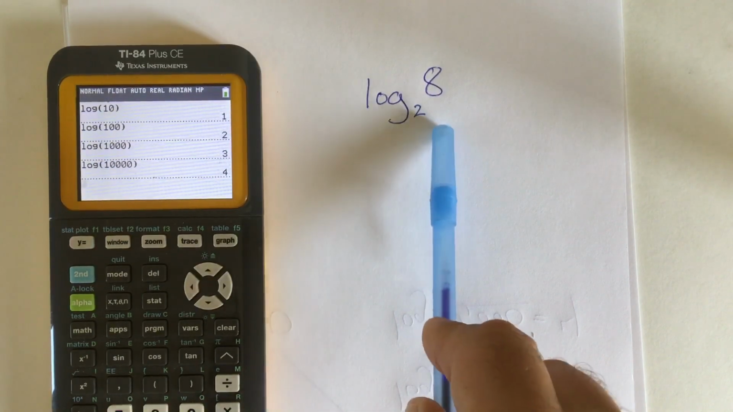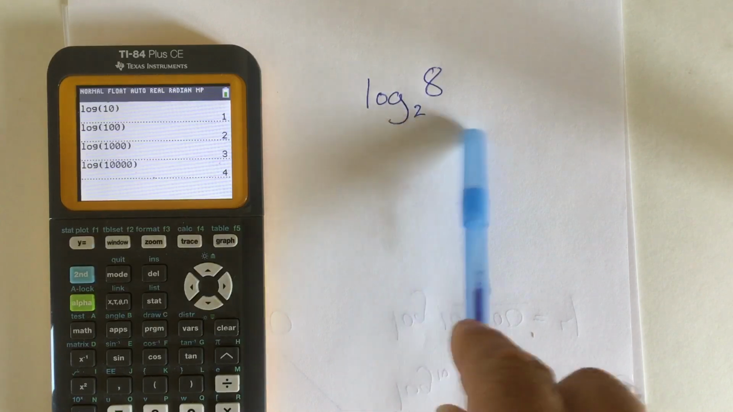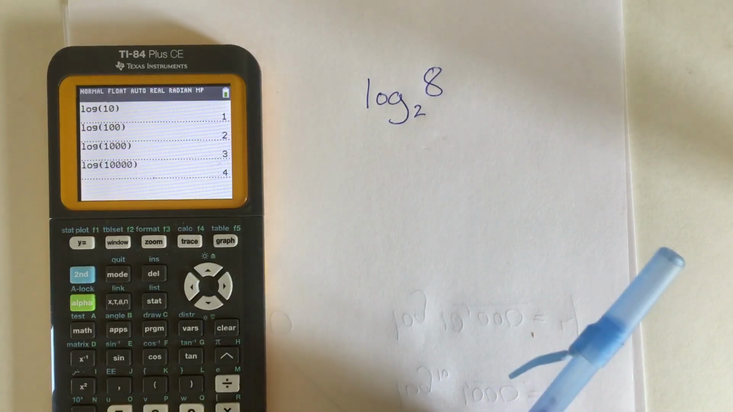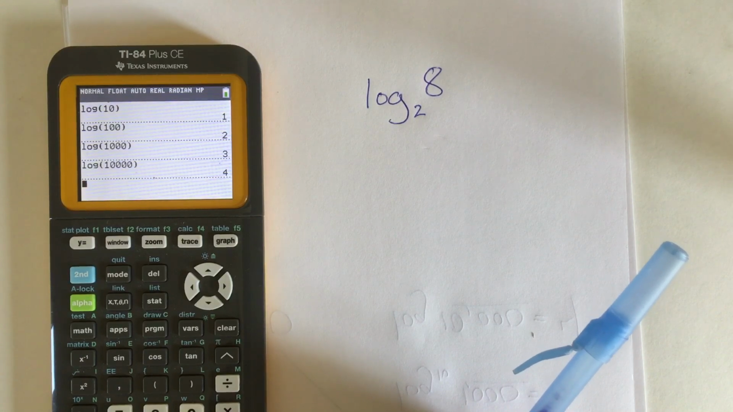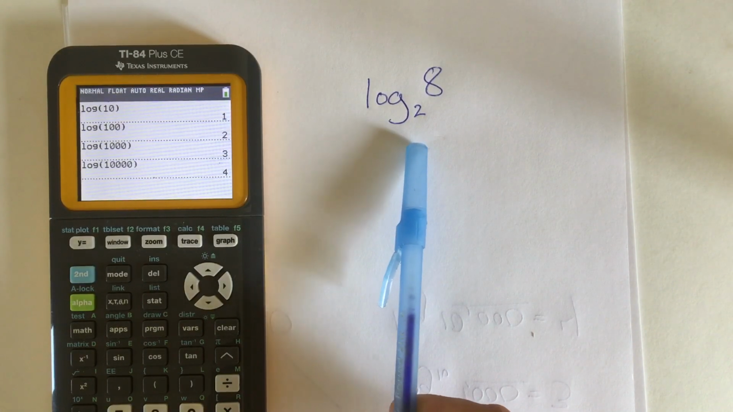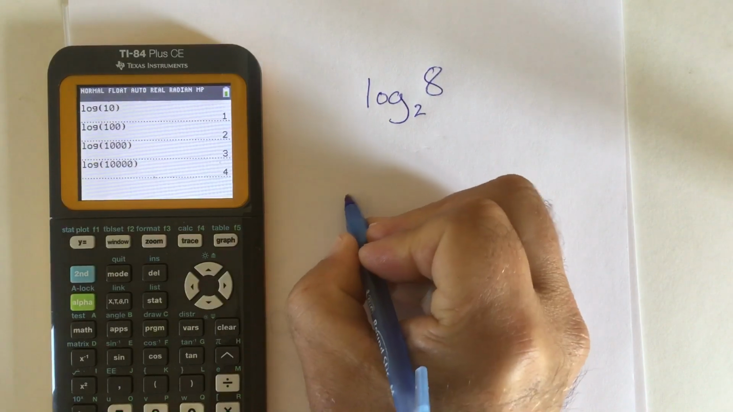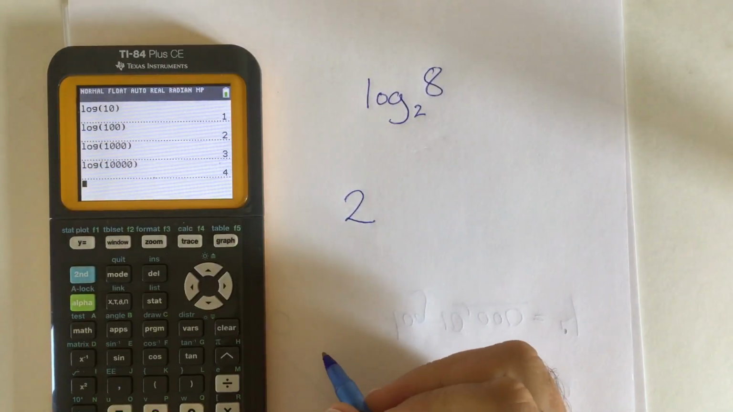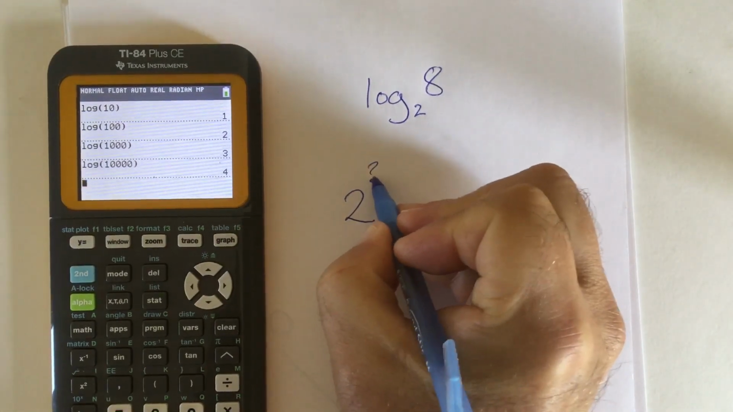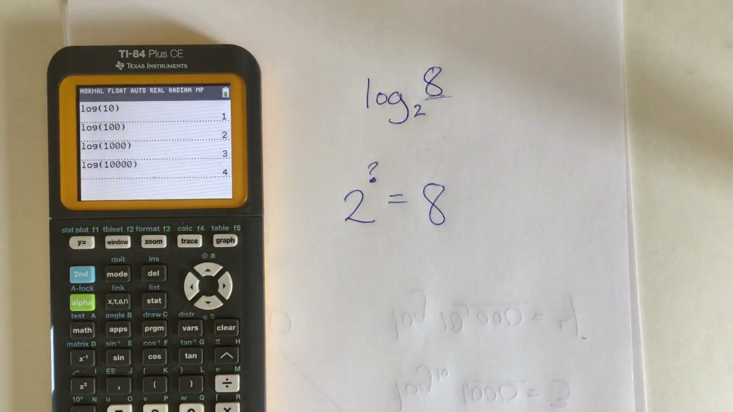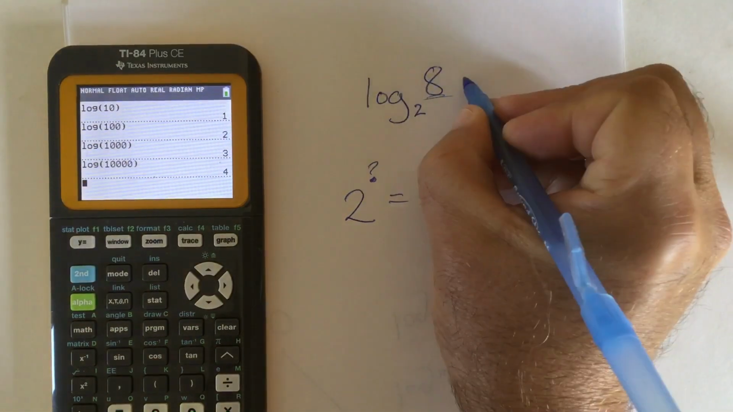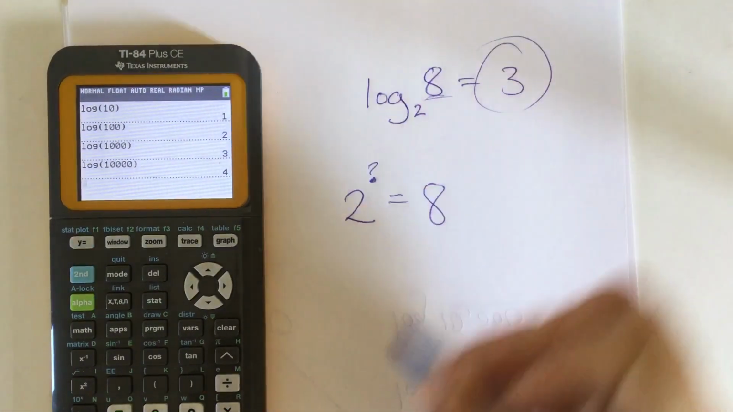But think about it. You could do this in your head, because this is one of those times where your answer is going to turn out to be a pretty number. What's the base? The base is 2. Your calculator is saying 2 to what power is going to give me 8? 2 squared is 4. 2 to the third is 8. So the answer your calculator is going to tell you is 3.